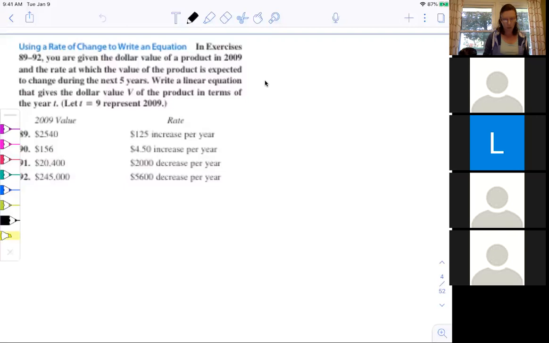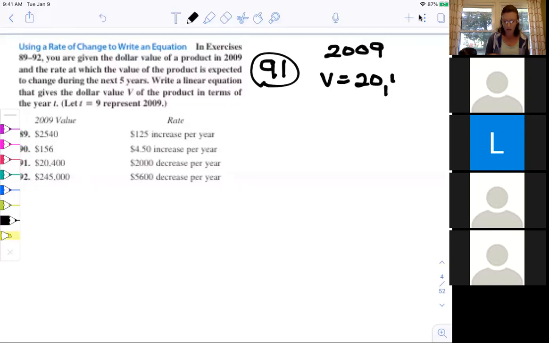So number 91 gives us a couple of pieces of information, and I apologize for this being blurry, but it gives us a value of a product in 2009. So in 2009, the value of this product is $20,400. And then it says the rate at which the value of the product is expected to change.